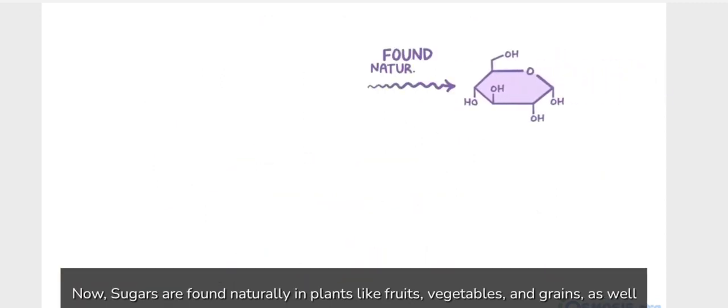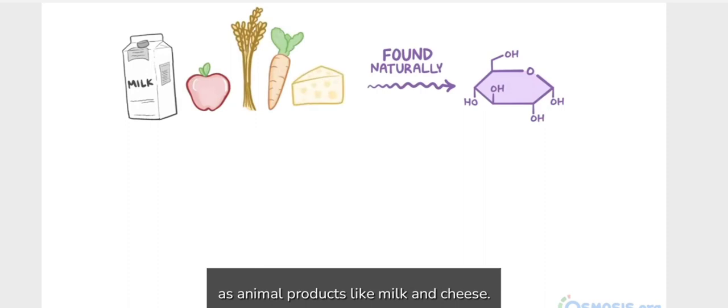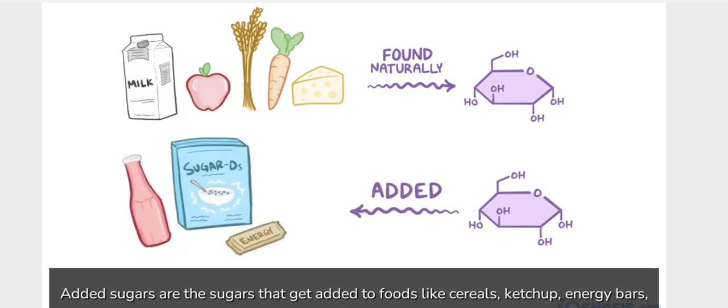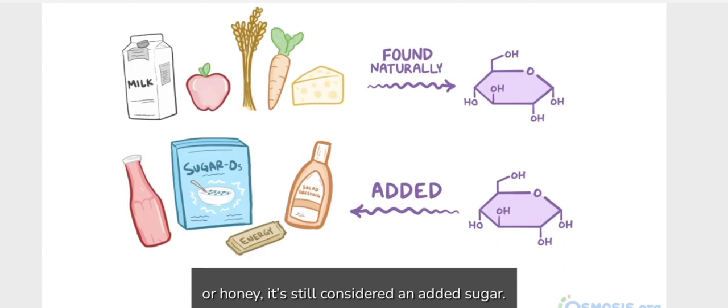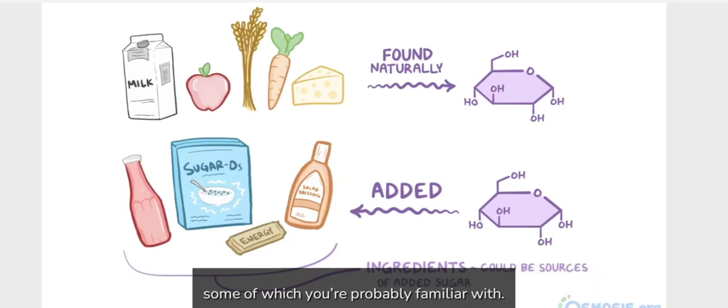Now, sugars are found naturally in plants like fruits, vegetables, and grains, as well as animal products like milk and cheese. Added sugars are the sugars that get added to foods, like cereals, ketchup, energy bars, and even salad dressings. To be clear, even if the sugar being added comes from a natural source like sugarcane or honey, it's still considered an added sugar. In fact, a variety of ingredients listed on food labels might be sources of added sugars, some of which you're probably familiar with.